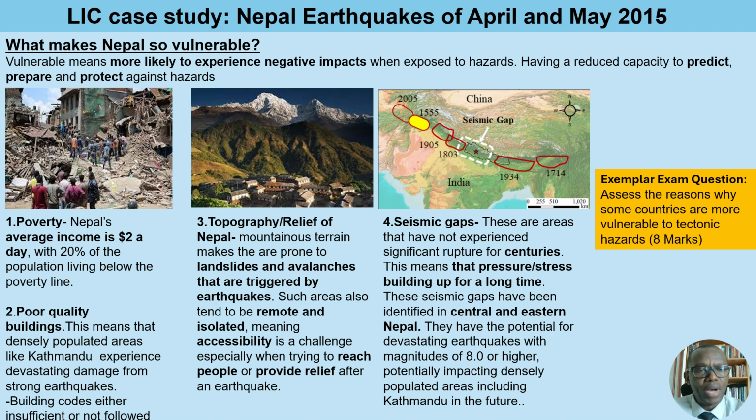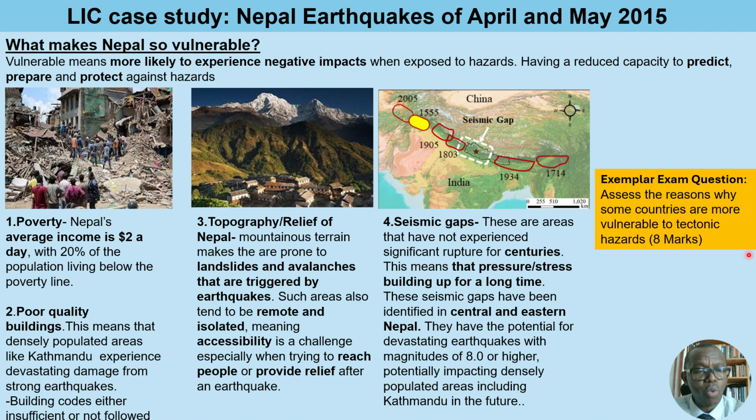So what makes Nepal so vulnerable? Vulnerable means more likely to experience negative impacts when exposed to hazards. It's having a reduced capacity to predict, prepare, and protect against hazards. We are going to be looking at 4 reasons why Nepal is vulnerable, and we are going to discuss each of them as we go along, because these can be useful for answering 4 and 8 mark questions.